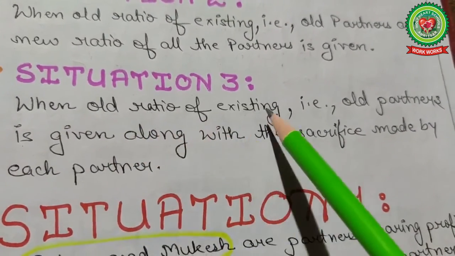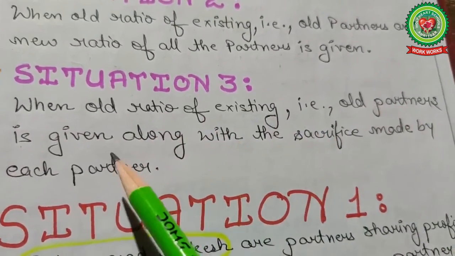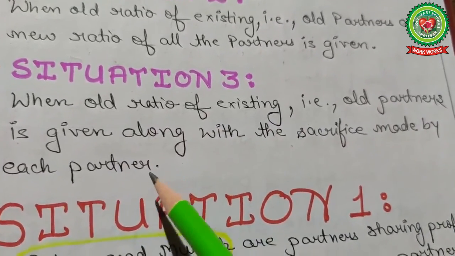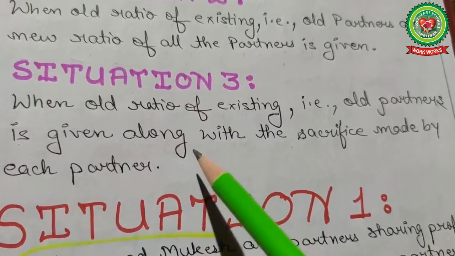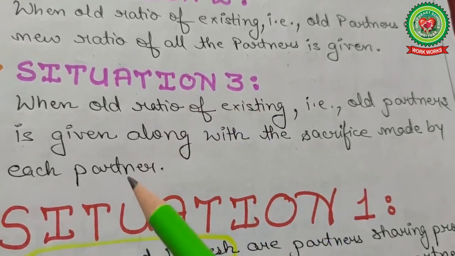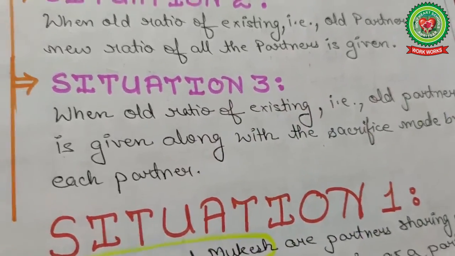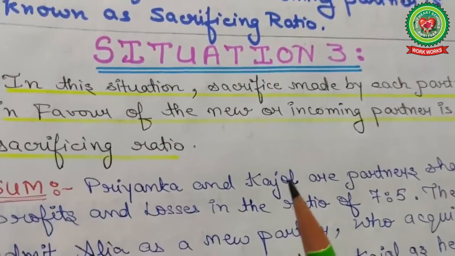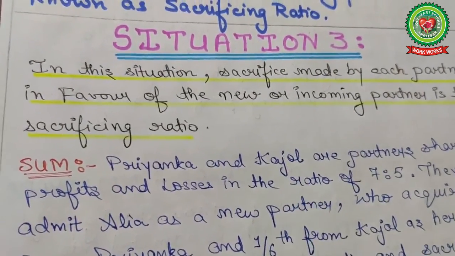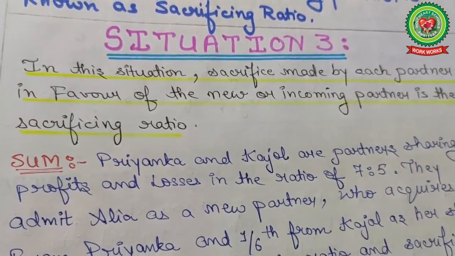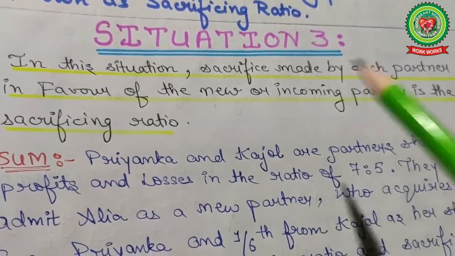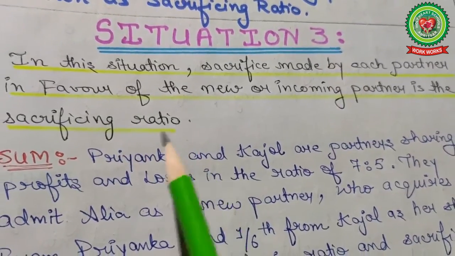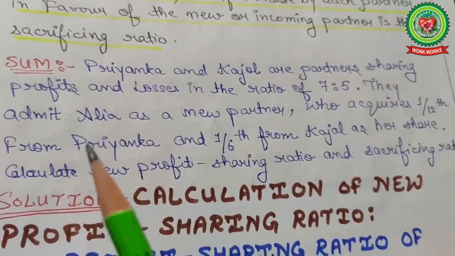This is when the old ratio of existing, that is old, partners is given along with the sacrifice made by each partner. So here the sacrifice made by the old partner is already given to you in this statement, then how to compute the sacrificing ratio? See one example, situation 3. In this situation, the sacrifice made by each partner in favor of the new or incoming partner is the sacrificing ratio. So simply see with an example how to compute.